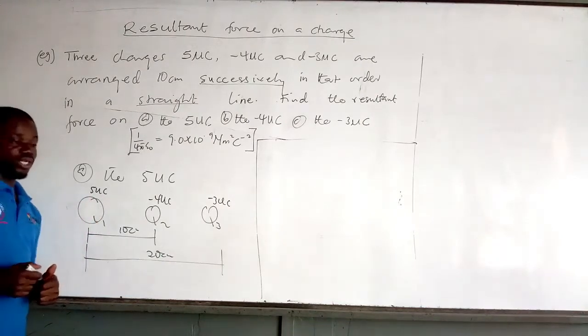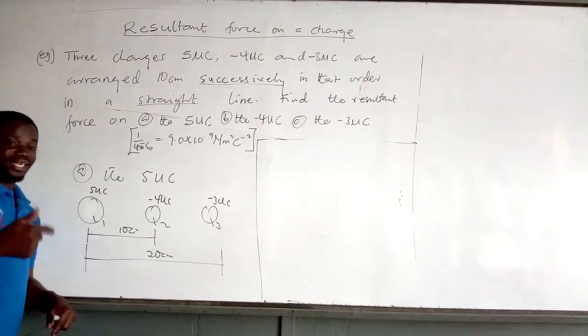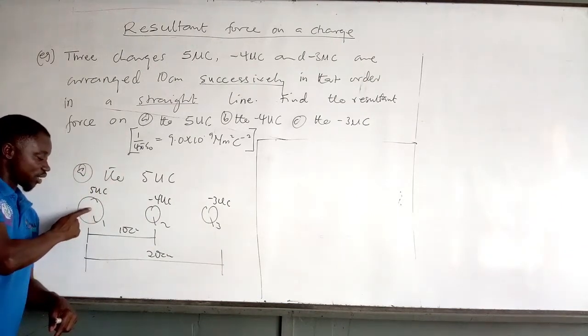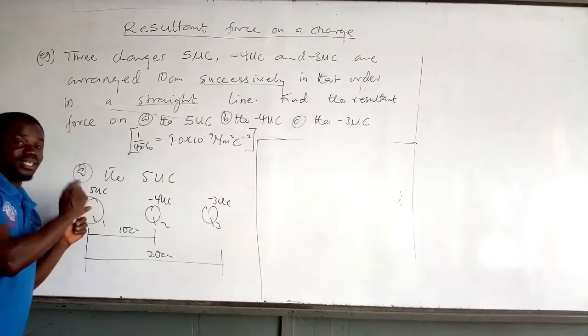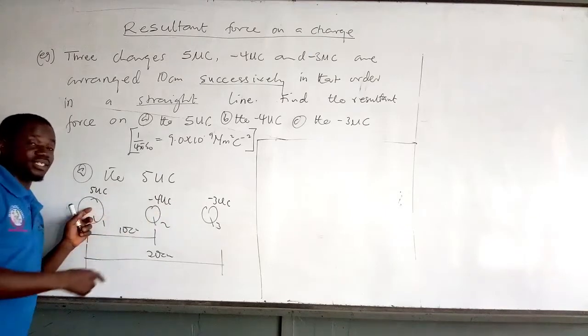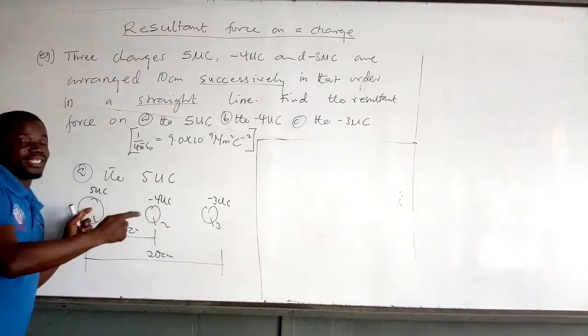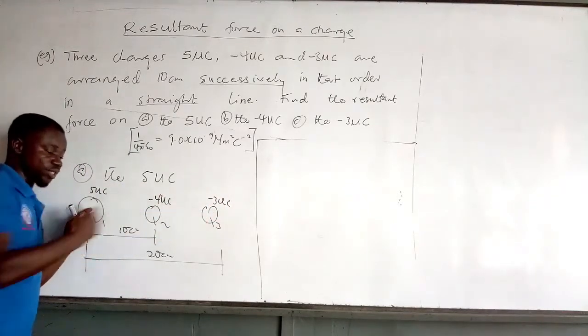Now, I've already told you that there are so many schools of thought. One of them is that, like I discussed in the previous video, to look for the resultant force on Q1, which is the 5 microcoulombs, we make Q1 static. Then the rest of the other charges are going to move. So if Q1 will repel a charge, that charge will move away from Q1. If Q1 will attract a charge, that charge will move towards Q1.